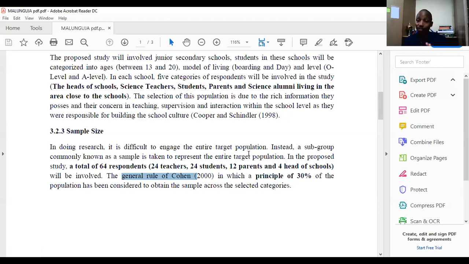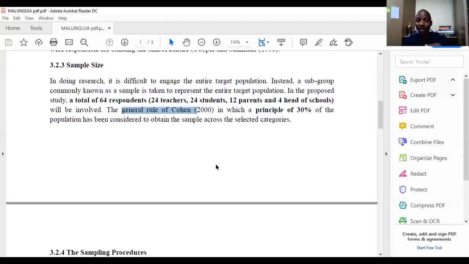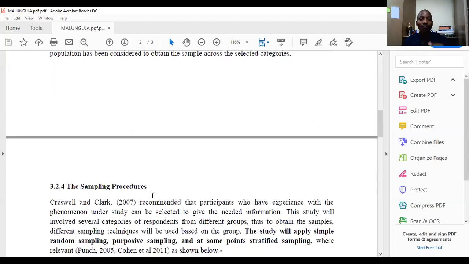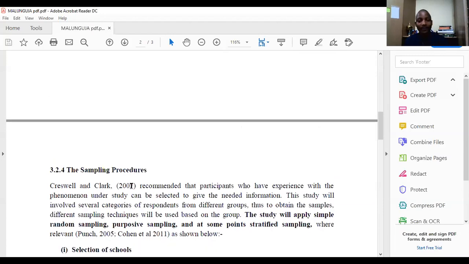But for today, I'm trying to show you how we can write this. After the sample size, we go to the so-called sampling procedures. Now, we have 24 students, 4 teachers, and 12 parents. Now you go to this concept of sampling procedures. This information should appear in the so-called research design.